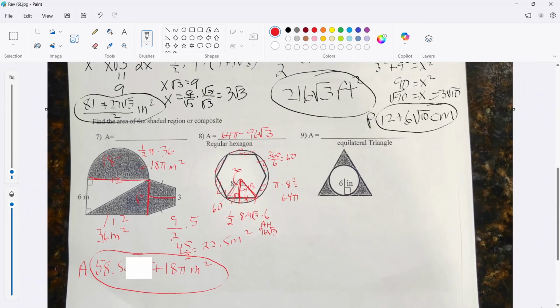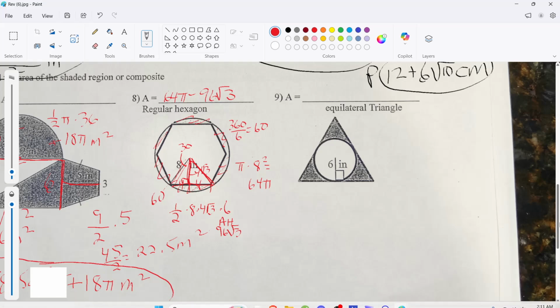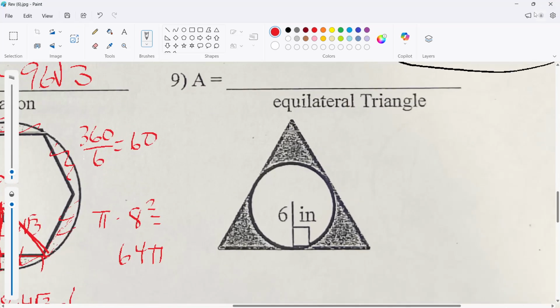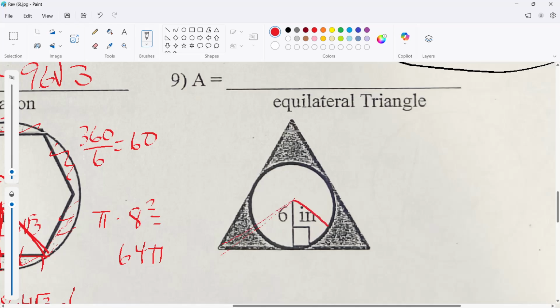I'm trying to get to the next one. Is this the last one? This is the last one. All right, this is a triangle. And this one the shading came through. How come the shading came through this time? I got something else on the screen. Shading came through. So if that's 6, I can separate this into 3 triangles, see? So I'll find the area of this triangle.